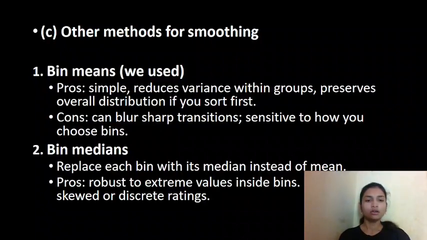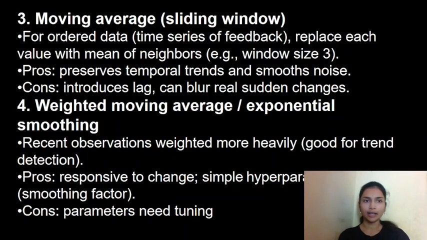Its pro, its advantage, is that it is robust to extreme values inside bins and good for skewed or discrete ratings. Third one, moving average, sliding window. For ordered data, replace each value with the mean of neighbors. Pros: conserves temporal trends while smoothing noise. Its cons: introduces lag and can blur real sudden changes.